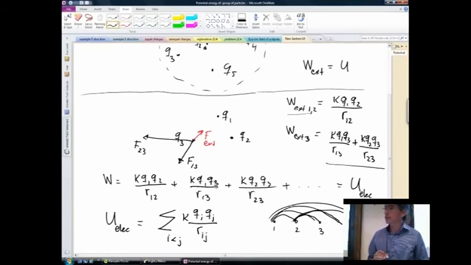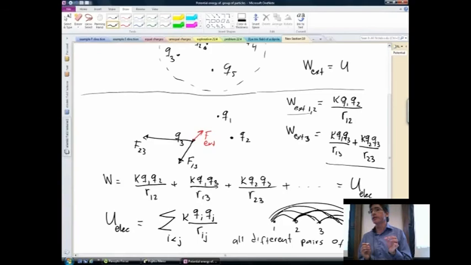Now you move on to 3. You don't want to count 3 with 2 and 3 with 1, so you move forward: 3 with 4 and 3 with 5. When you move on to 4, there's only one interaction that has not been accounted for, which is 4 and 5. Okay? So that will be a way to make sure that you have counted all the pairs. So this sum is over all different pairs. Every different pair that you have will add a term to the potential energy of the system.